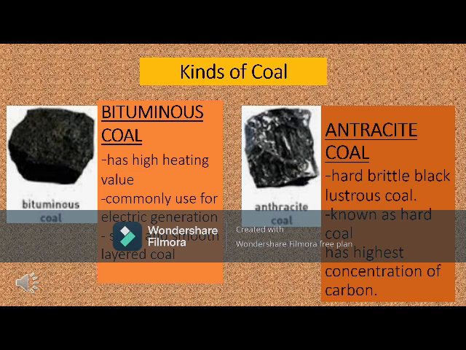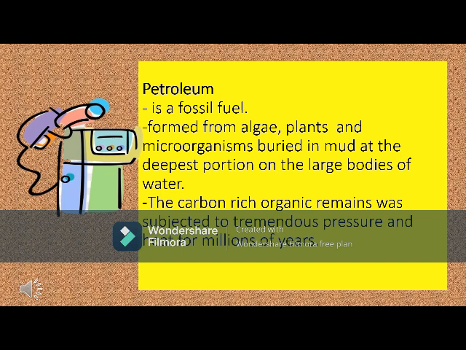Another one, we have anthracite coal. It is said to be the first class coal because it's hard, brittle, and shiny, lustrous black coal. It is hard, and it has the highest concentration of carbon. It's good in combustion.